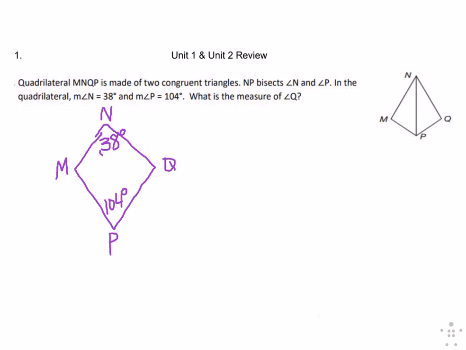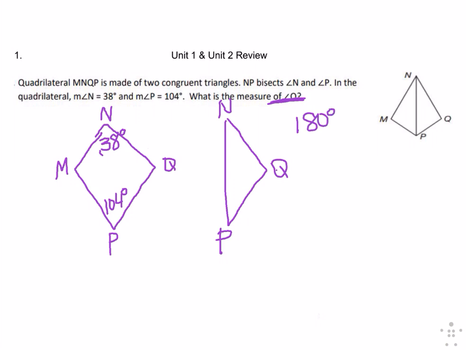So if I want to find the measure of angle Q, I want to look at the triangle. So I'm going to focus on this triangle right here, and we can call it triangle NQP. So we know that the interior angles of a triangle will add up to 180 degrees.